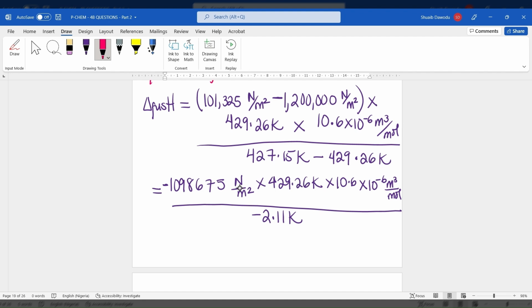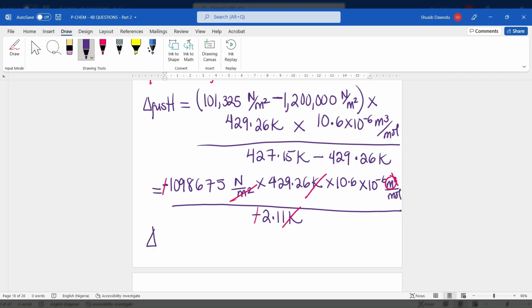Anyways, you have meter squared here, you have meter cubed here. We're going to cancel out meter squared, we're going to cancel out meter cube. What we have left is meter. We have Kelvin here, we have Kelvin here. We're going to cancel out the units for temperature. So what you end up with is negative in the numerator as well as negative in the denominator. So we cancel out the negative. Now we have a positive value.